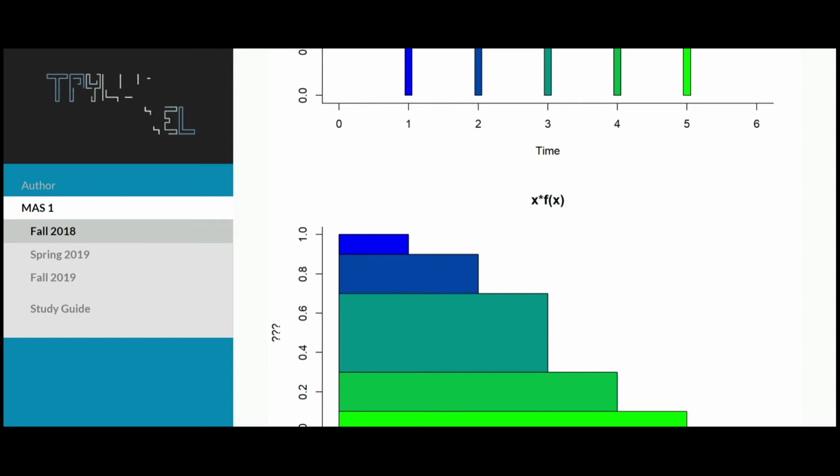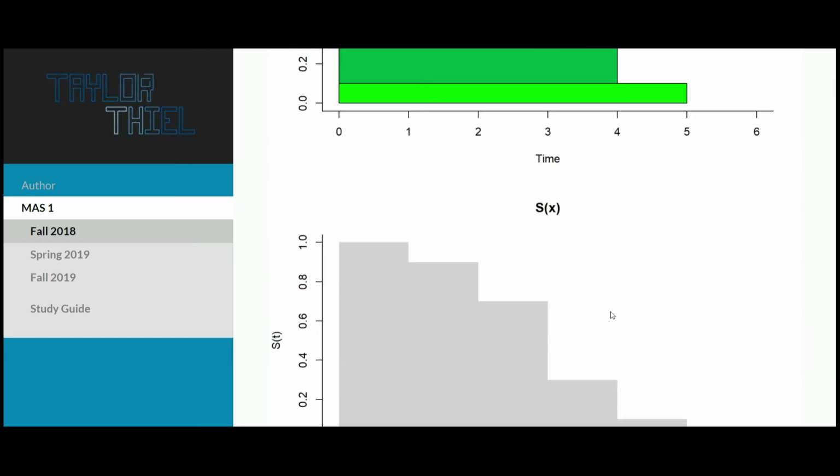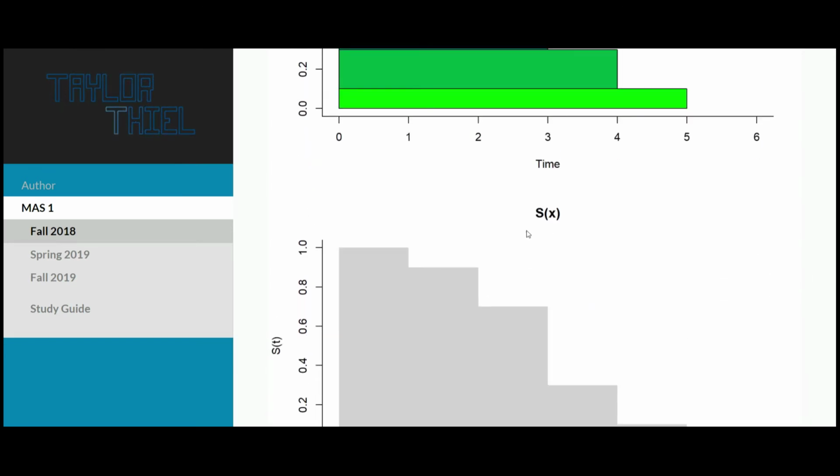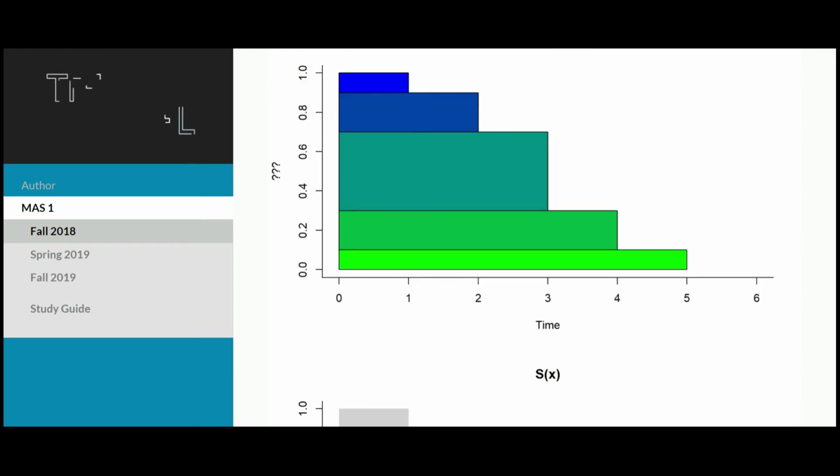So we know that the mean is just the sum of the area of all of these rectangles. And for this y-axis, I have question marks because at this point we're just visualizing x times f of x. We're stacking things arbitrarily. We don't know what this means yet. But this is actually just the survival function. So just getting rid of the colors, I just changed the y-axis to be S of t.